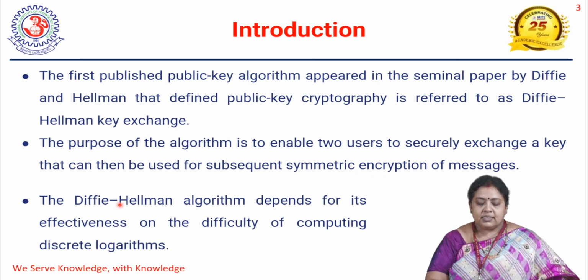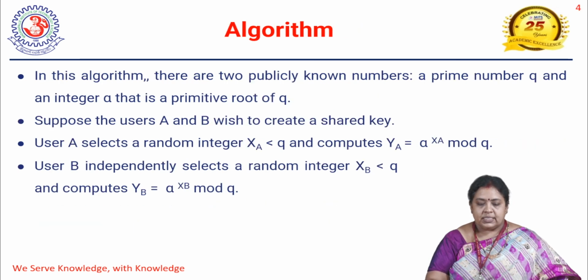Okay, and this Diffie-Hellman algorithm mainly depends for its effectiveness on the difficulty of computing discrete logarithms. Okay, so we will discuss that. In this algorithm, we are mainly using two publicly known numbers: a prime number q, and an integer alpha which is a primitive root of the prime number q.